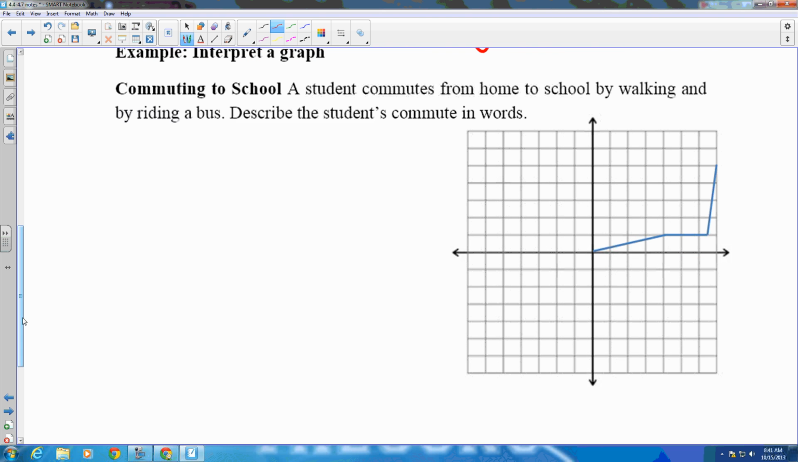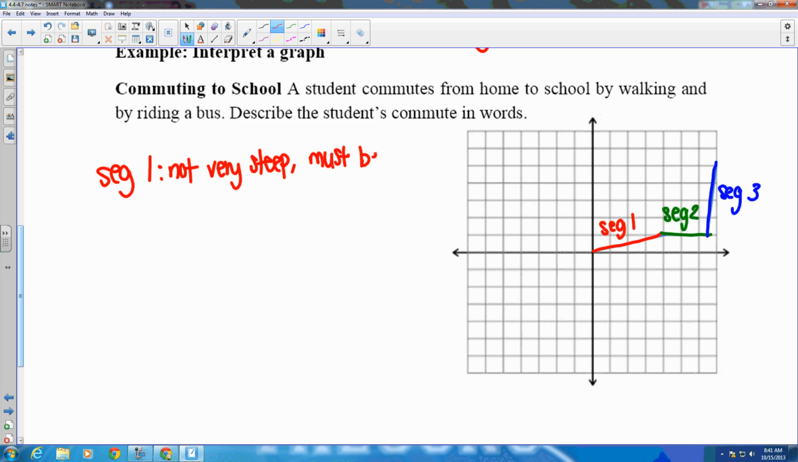A student commutes from home to school by walking and riding a bus. Describe the student's commute in words. So we have 3 different segments here. I'm going to call that segment 1. We have segment 2. And the last part is segment 3. So when I'm talking about that first segment, it looks like he's not going that fast. It's not very steep. So he must be walking if we're talking about his commute.